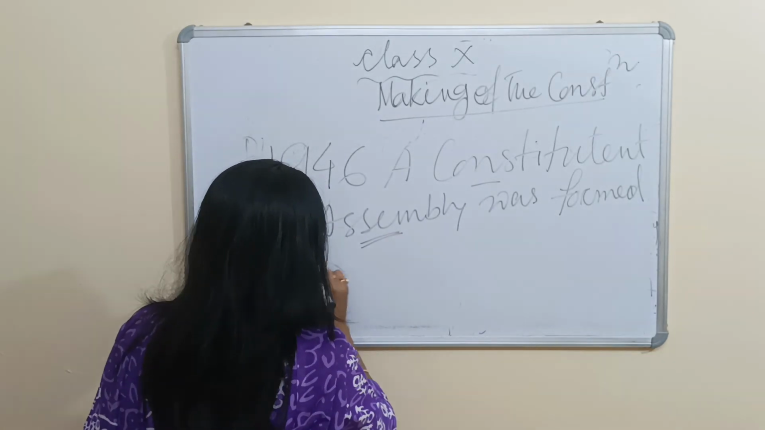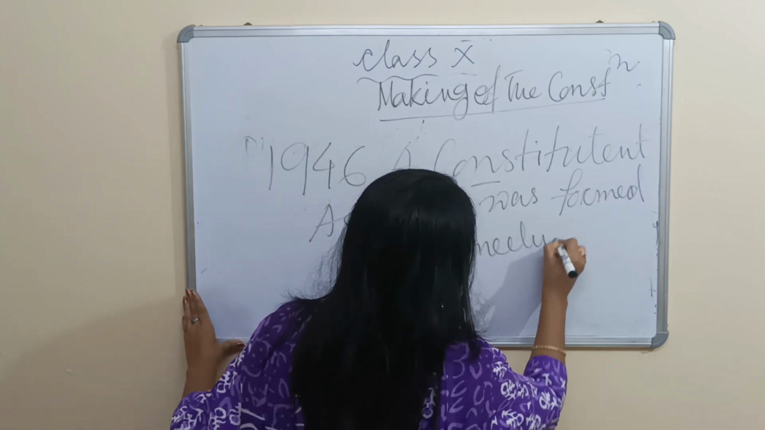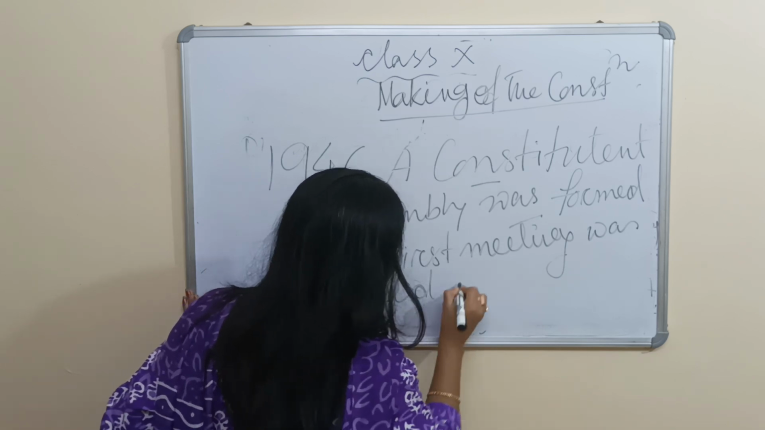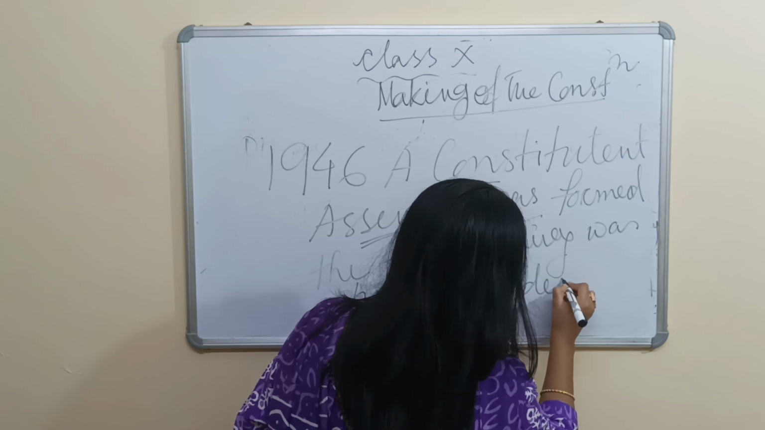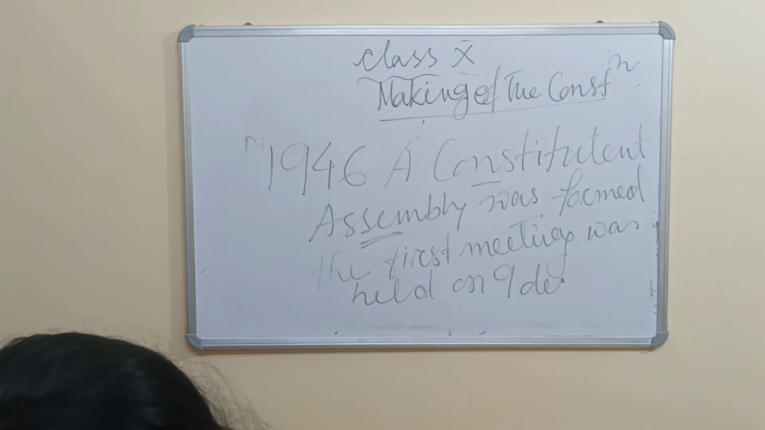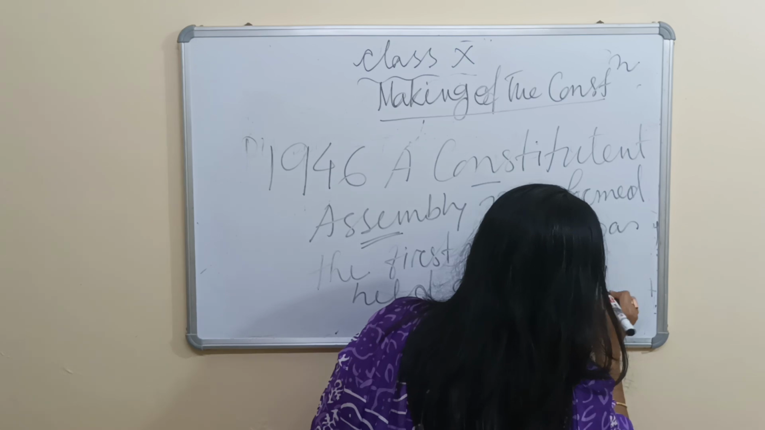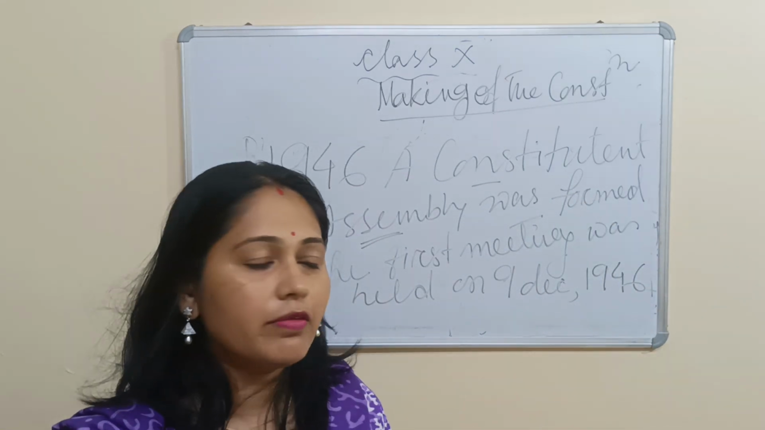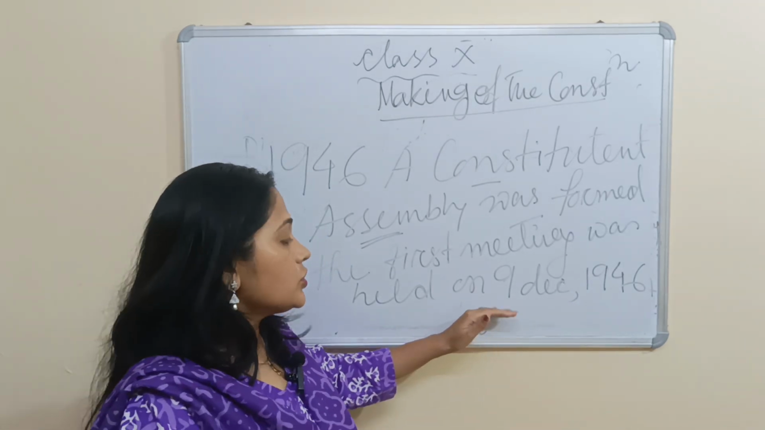And the first meeting was held on 9th December 1946. सो कॉन्स्टिट्यूएंट असेंबली का पहला बैठक कब हुआ? 1946, 9 December.